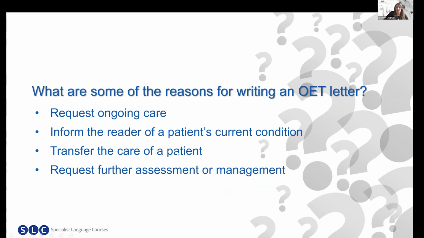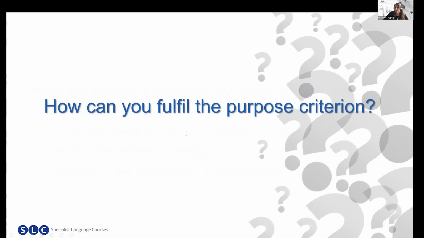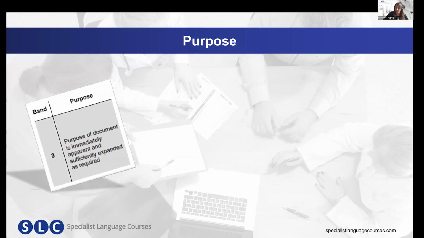So it's important when you're practicing for your OET writing to be aware of how your writing is assessed. So in order to do this, we need to look at the OET assessment criteria. So how can you fulfill the purpose criterion when you're writing an OET letter? So the purpose is marked on a scale of 0 to 3. 3 is the highest mark that you can get.